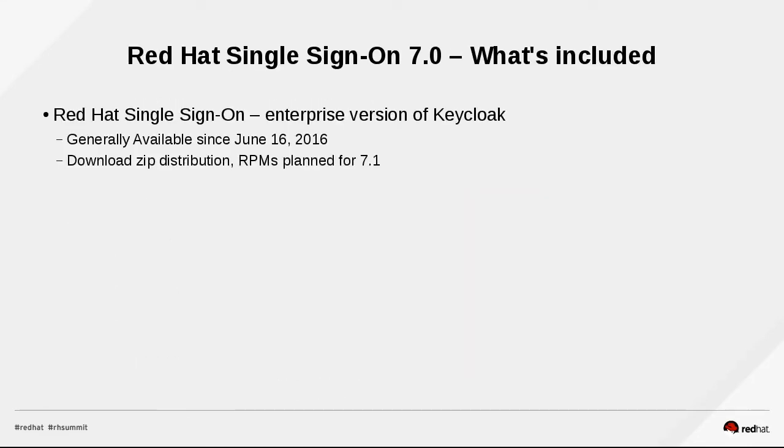What do we include in this? This can be a talk in itself, but just to give you a very quick summary, we gave a presentation on this last summit. Now we have an enterprise fully supported version of Keycloak, which was just released on June 16th, so just a couple of weeks earlier. And it's available as a zip distribution with RPMs planned. The 7.0 was the first release, and the next release, 7.1, will also plan RPMs for it.